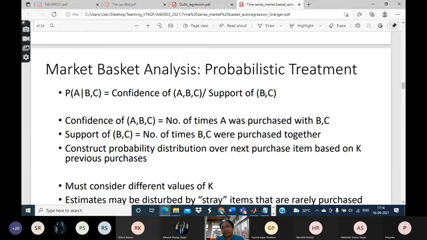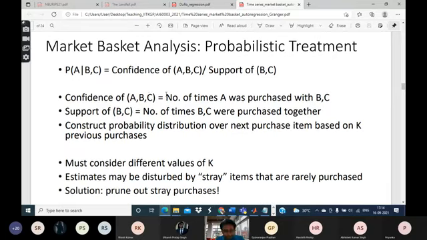That is, when B and C were purchased, then A may or may not have been purchased, but if ABC were purchased, then definitely B and C were purchased, right? So that means this will be a smaller number than this, or at least not a greater number than this, right? So that actually allows us to pass off this quantity as the probability, because we know that the probability value must lie between 0 and 1.